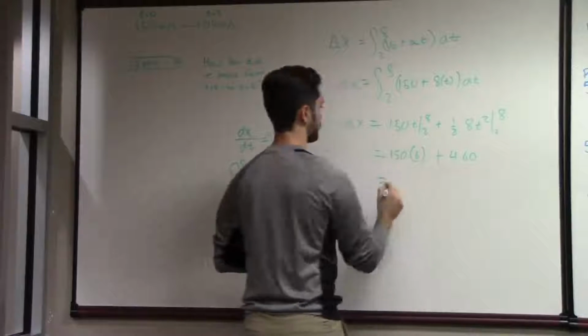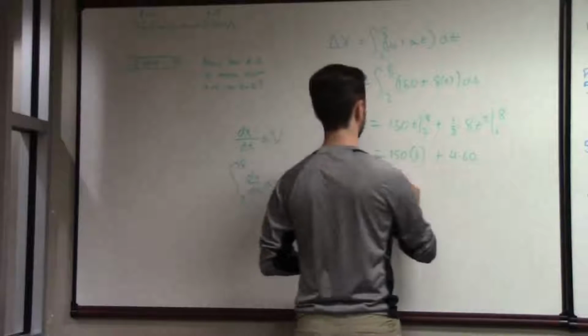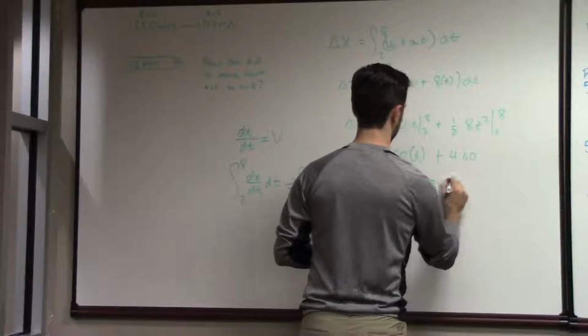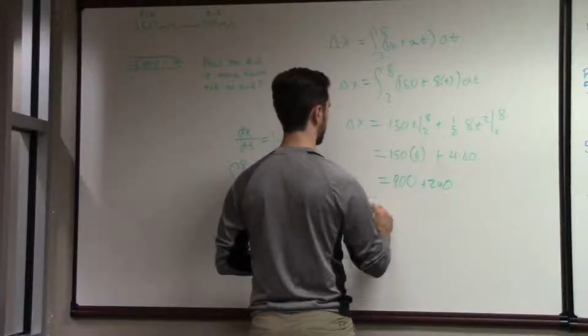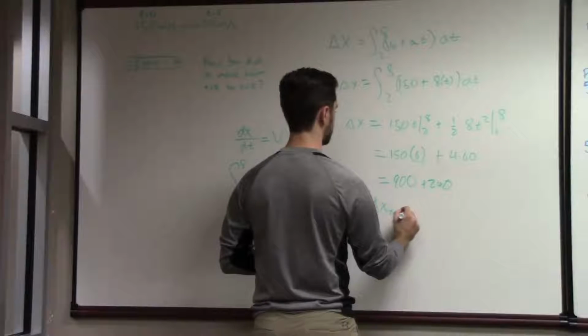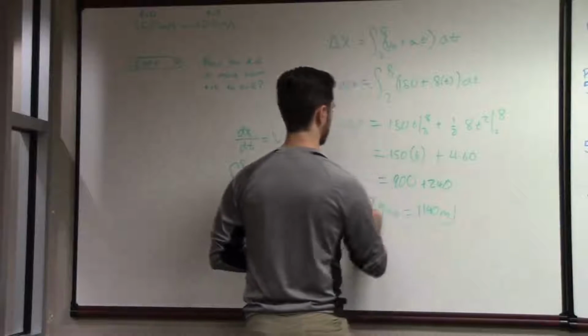Okay, so 150 times 6, what is that? That's 600 plus 300, so that's 900. What is 4 times 60? Well, that's 240. So we add those together, we'll get that our delta x from t equals 2 to t equals 8 is going to be 1140 meters.